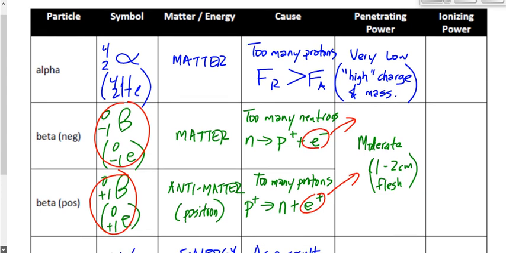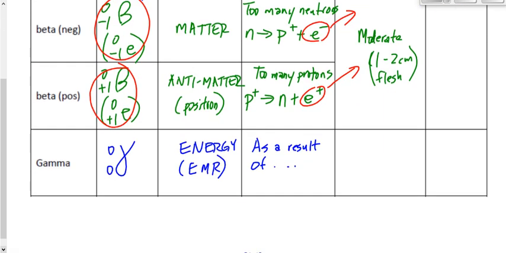Okay, gamma rays. Gamma rays have no charge. They have no mass. What do you think their penetrating power is? We wouldn't want to say everything, but it's very high. Very high, like several centimeters of lead.